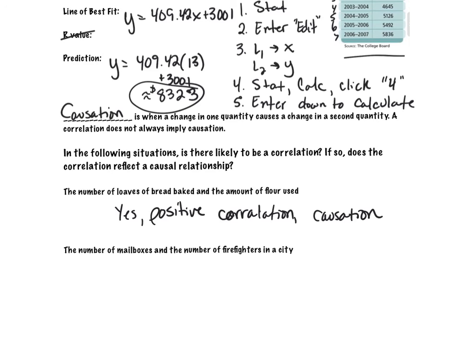There might be a correlation here. So I'd say, yeah, probably going to be a correlation. I would say there's probably a positive correlation here, but it's not necessarily going to be a cause. Think about a community that might decide to hire more firefighters even if their mailboxes didn't increase. There are various different things that are going to cause that, so I don't know that it's a causal relationship.